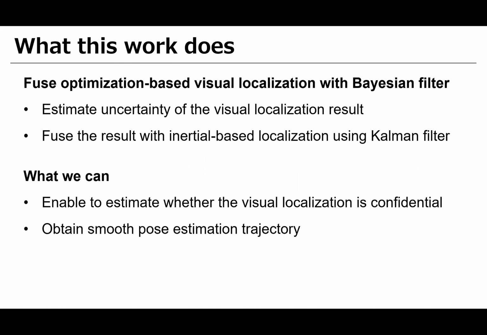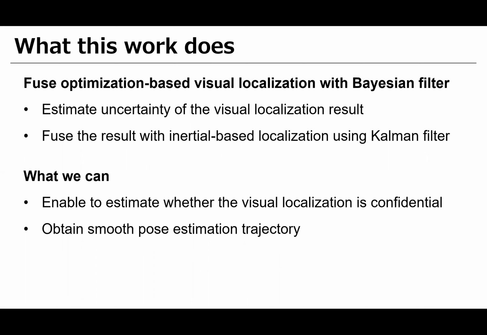First, I would like to share with you what this work does. In this work, we present a fusion method of optimization-based visual localization with Bayesian filter. To achieve this, we need to estimate uncertainty of visual localization result because the optimization-based localization does not output uncertainty. Then, we fuse the visual localization result with inertia-based localization, that is odometry. Owing to the uncertainty estimation, we can apply Kalman filter for the fusion.